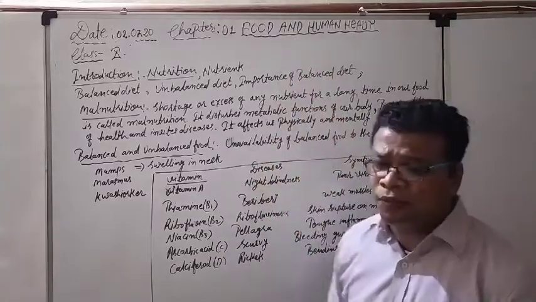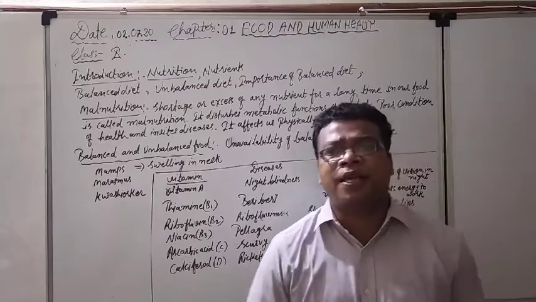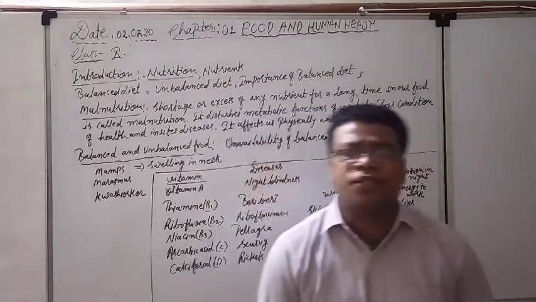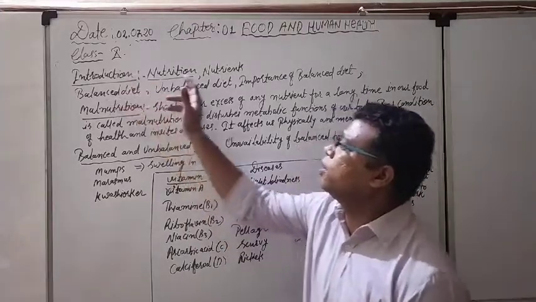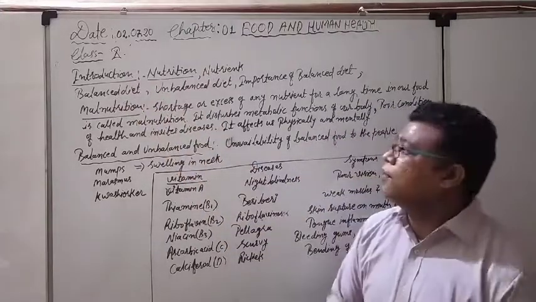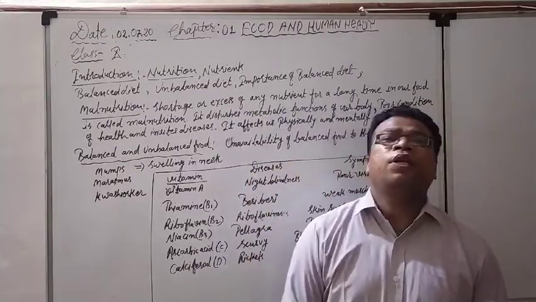Food and human health. We have studied so many things about food in our earlier classes like 6th standard, 7th standard, 8th standard, and we are knowing all the things. Right now, see what is there in the introduction part. Nutrition. After that, nutrients. Already we are knowing. So I am going to start. What is the nutrition actually?